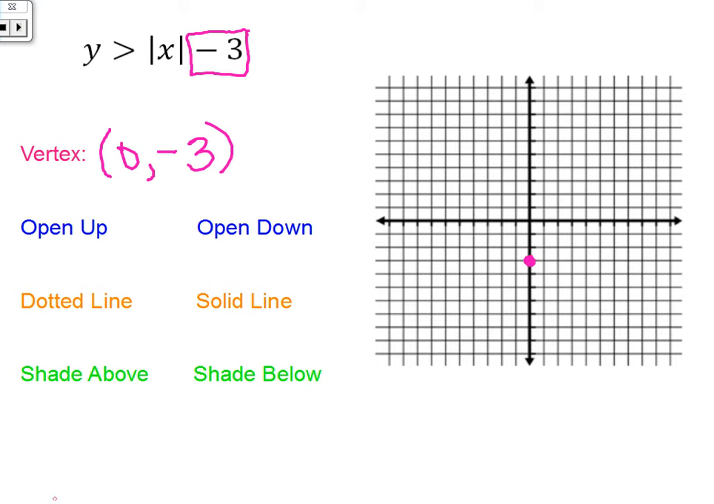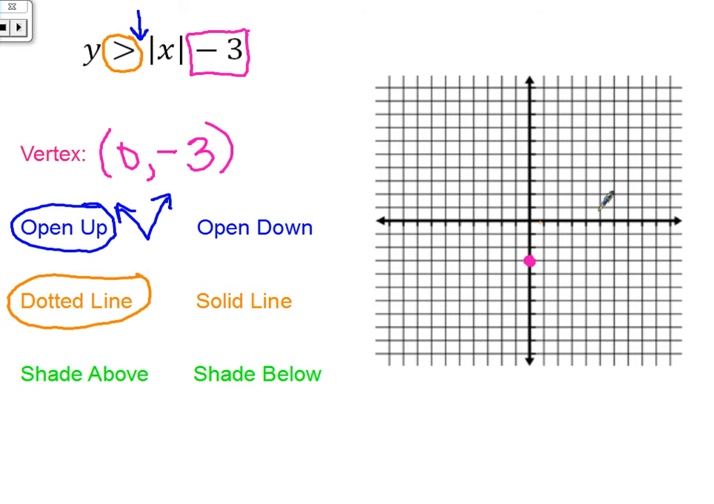Next, determine if your absolute value quantity opens up or down. Our quantity is a positive absolute value, so we're going to open up and have this general shape. Next, determine if your line is dotted or solid. Since our y values do not equal this quantity on the right, we're going to have a dotted line. And I'm going to sketch that in very quickly here, creating our V shape for the absolute value graph.